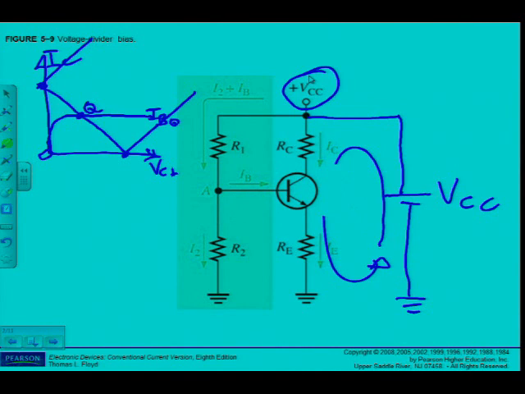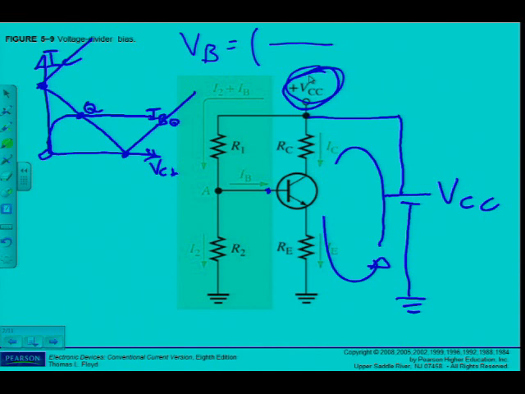Remember now, I've got rid of VBB. I'm using a single supply VCC, and I'm now using a voltage divider. What does a voltage divider do? Exactly what it says. Remember, I want VB. So to determine VB, what does the formula say? Voltage divider says I must get the ratio of the two resistors, R1 and R2.